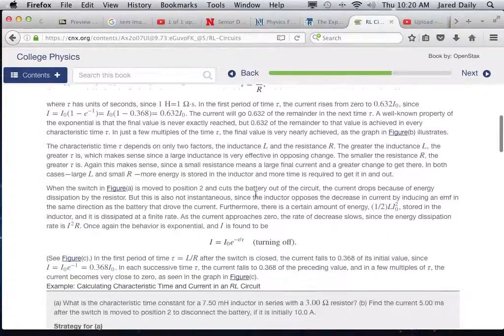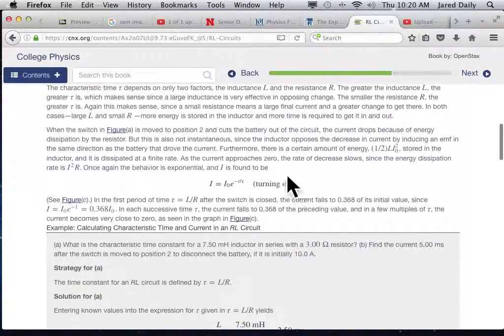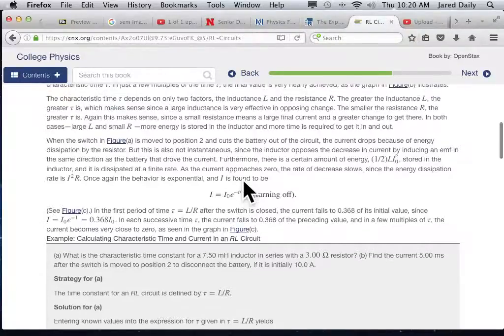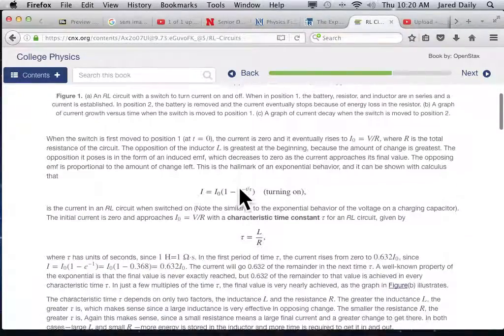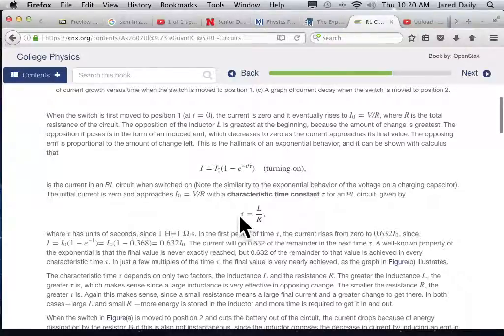For when you're turning off, you have to use another equation. It's a different function, but they're both exponential functions. Both of these times are in seconds, the t and the tau. The t in the circuit is not the amount of time, but the actual time that you're actually measuring at.